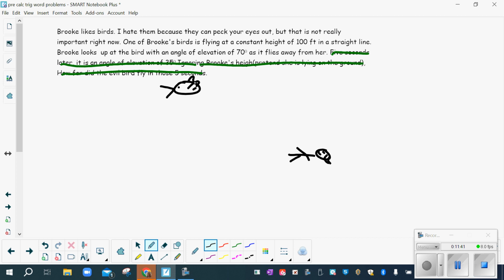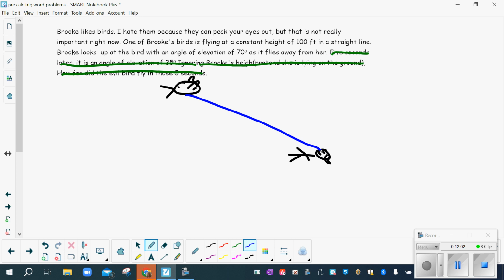So look at this. Do you see that? There is a triangle there. Can you draw me a triangle there? Here's what I'm going to start with. I know I got some diagonal stuff going here. I got Brooke, right there, her eye.